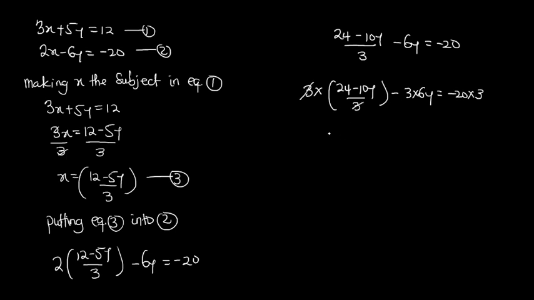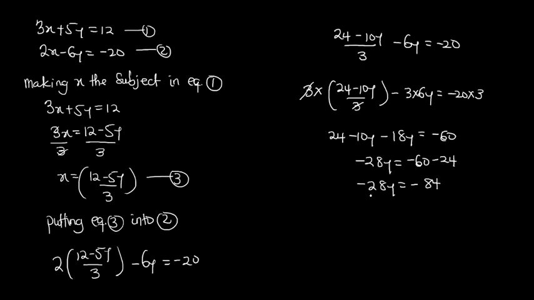This will cancel this, so I have 24 minus 10y minus 3 multiplied by 6 will give me 18y is equal to minus 20 multiplied by 3 will give me minus 60. Alright, so from here I have minus 10y minus 18y, so this will give me minus 28y is equal to minus 60. I send the 24 to the other side of the equal to sign, it becomes minus 24. So I have minus 28y is equal to minus 60 minus 24 will give me minus 84.